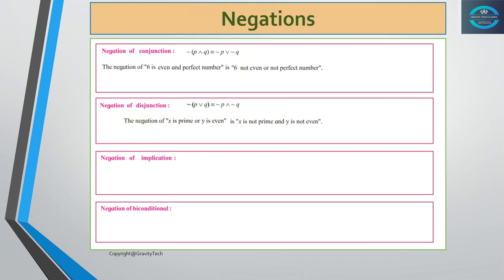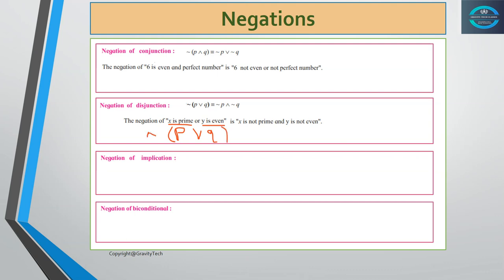So let's take an example. Now here the disjunction statement, the compound statement, is what? X is prime or Y is even. This is P, this is your or, and Y is even is Q. Now we want to make the negation of this, correct?